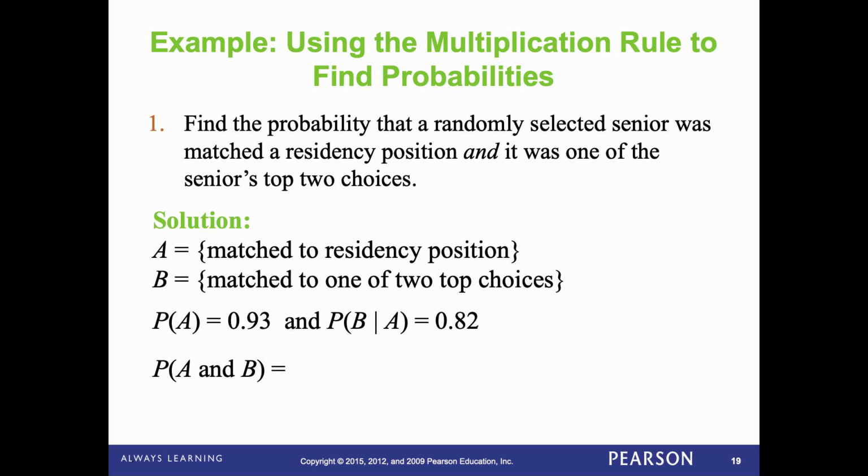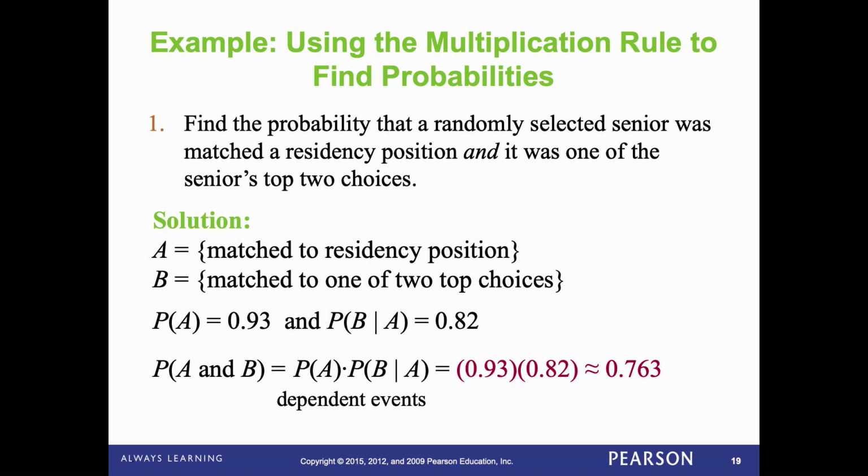So the probability of A and B is the product of these two percentages. Because these were dependent. You can't get one of your two top positions if you never got a job. You have to get a job first, and then of that job, it turns out to be one of your two top positions. So these were dependent events.